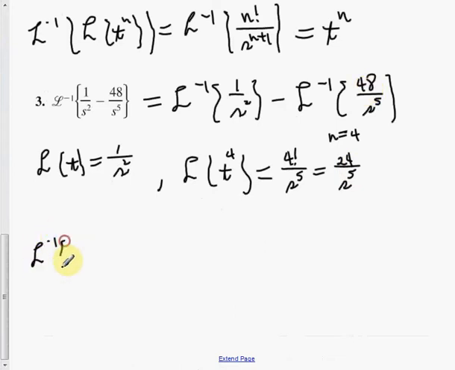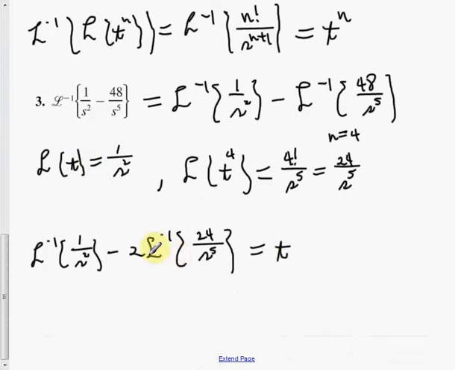This is the inverse transform of that, 1 over s squared minus 48, is no more than 2 times 48. Well, 2 times 24, excuse me. So this is 2 times the inverse transform of 24 over s to the fifth. So the inverse transform of 1 over s squared is just t. And then the inverse transform of 24 over s to the fifth, well, that guy is t to the fourth times the negative 2. So it's minus 2 times t to the fourth.